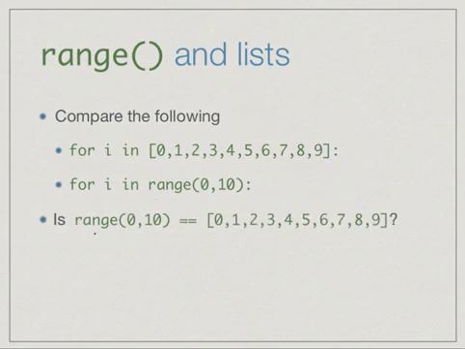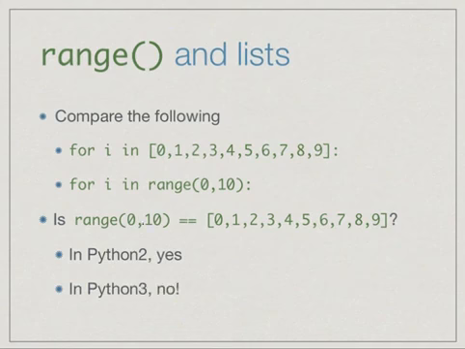In other words, if we ask Python the following comparison, is range 0, 10 equal to the list 0, 1, 2, 3 up to 9, then the question is, is the result of this comparison true or false? Here we've encountered a difference between Python 2 and Python 3. In Python 2, the output of range is in fact a list. So if you run this equality check in Python 2, the answer would be true.